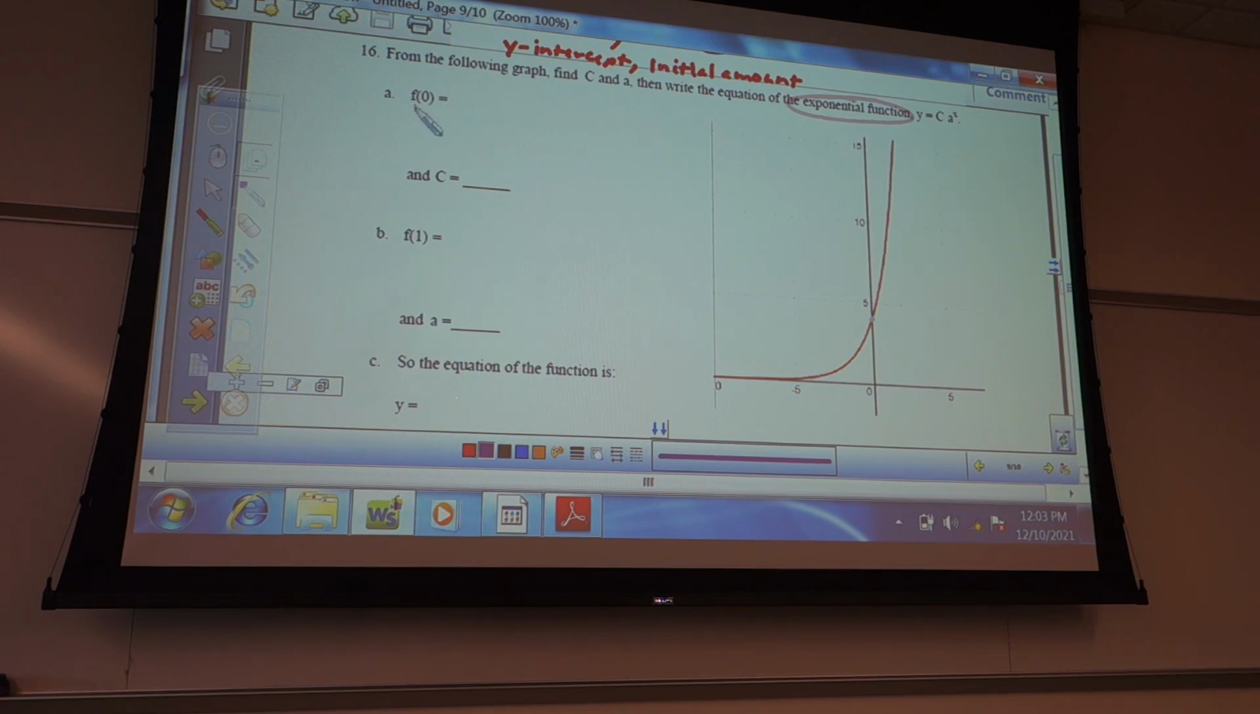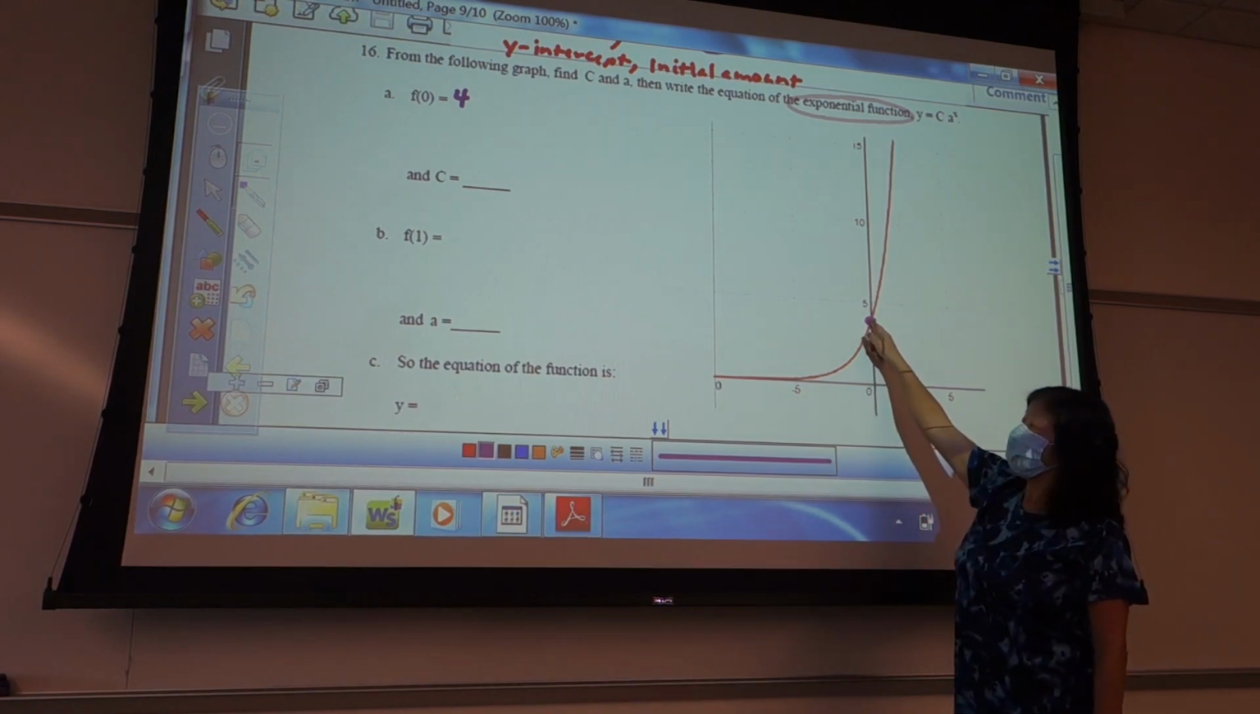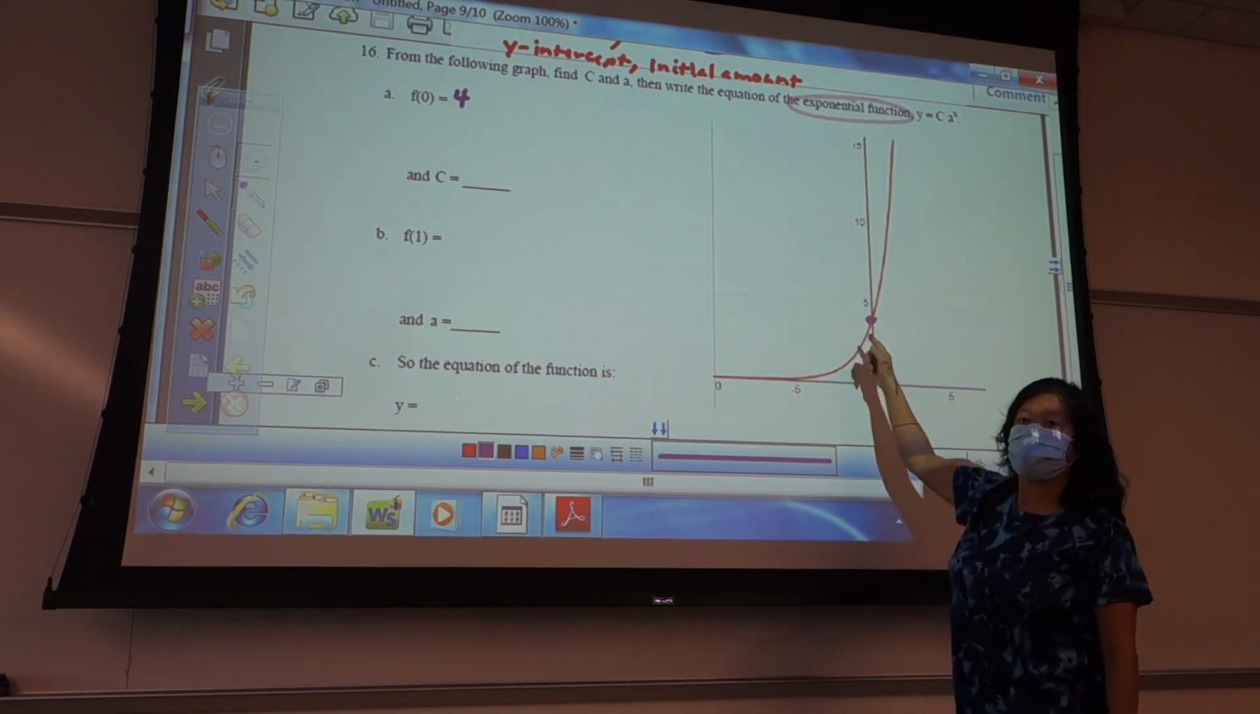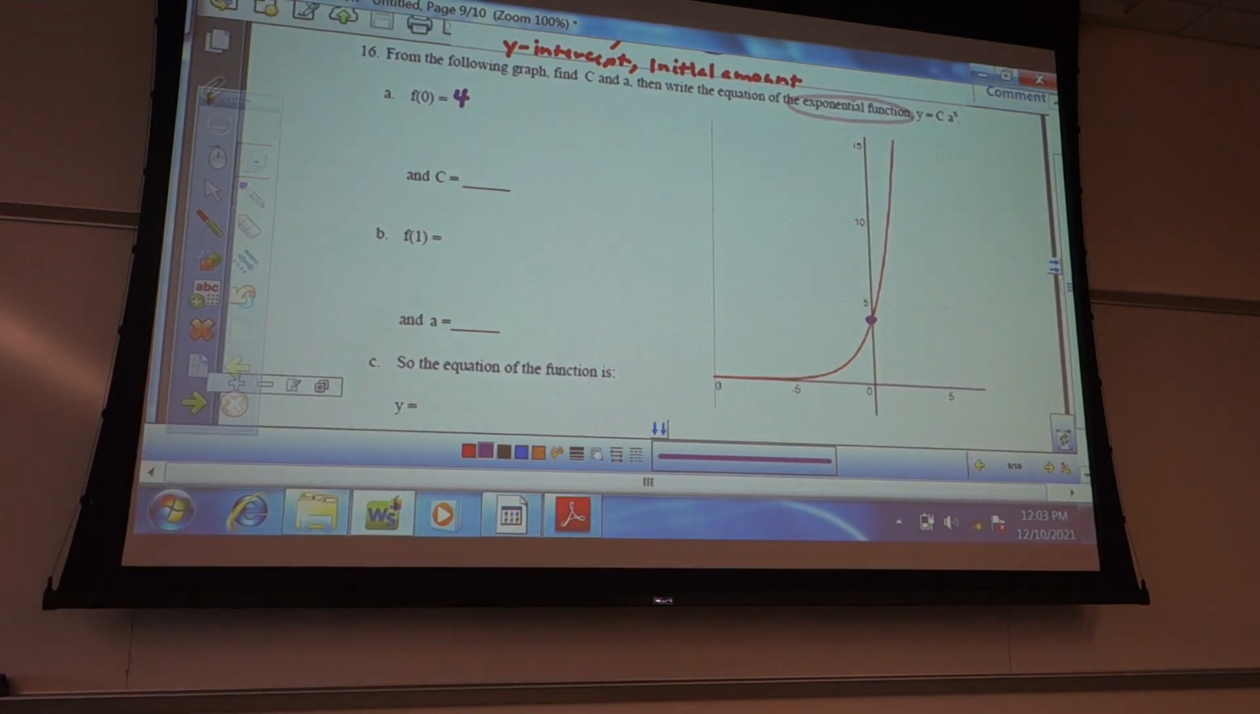This is y. So what's y? 4. Yep, 4. When x is 0, what's y? I was trying to figure out some equation with y equals c a to the x and trying to plug in the 0.